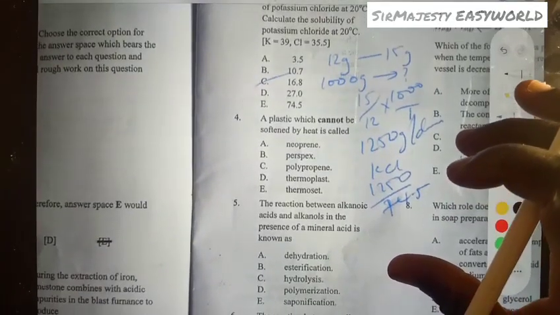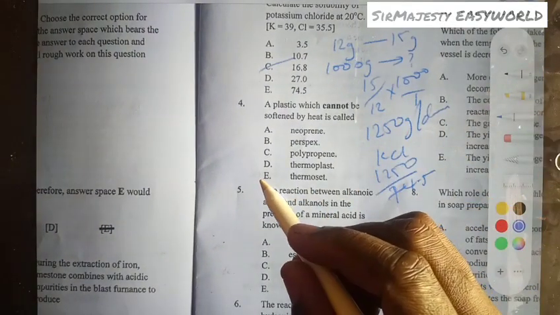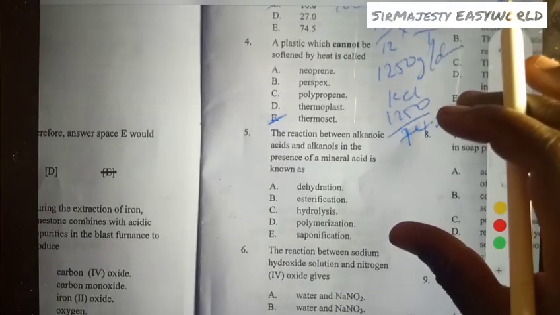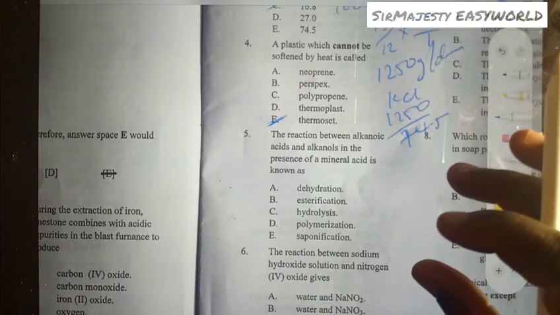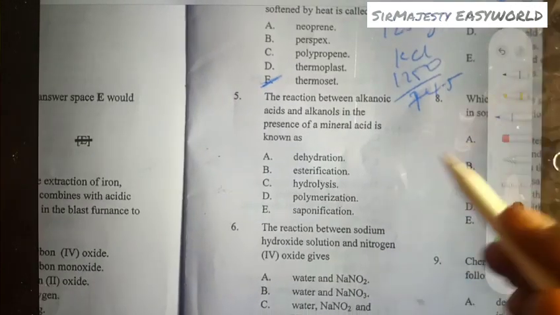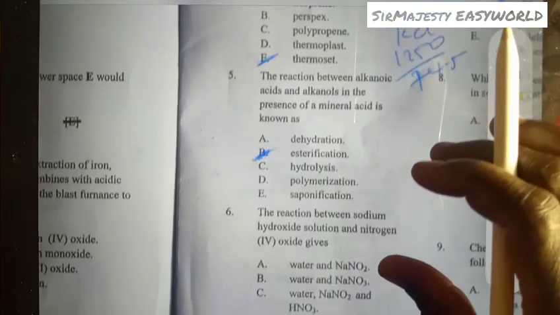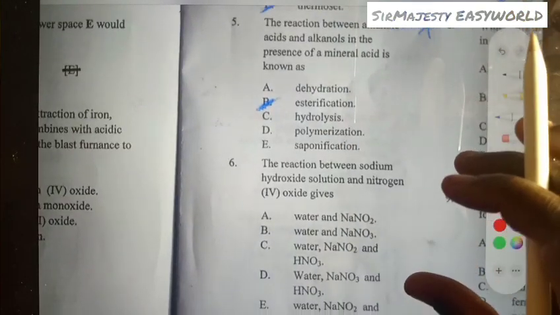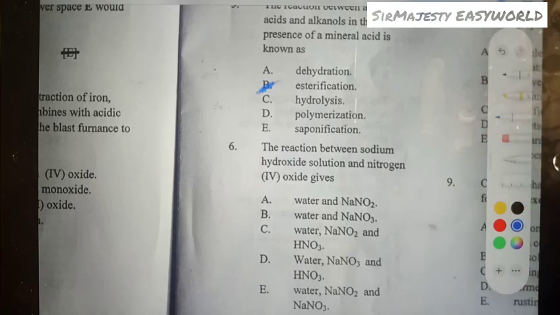So that's it. Then the next question says a plastic which cannot be softened by heat is called a thermoset, while thermoplastic can be remolded and remelted. So you can recycle thermoplast, not thermosets. The reaction between alkanoic acid and alkanols in the presence of mineral acid is called esterification. The reaction between the sodium hydroxide solution and nitrogen IV oxide gives you this.